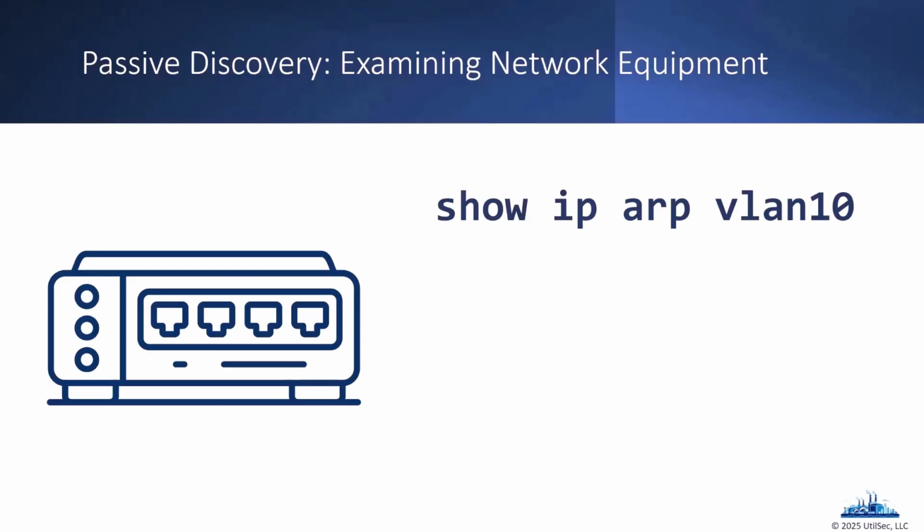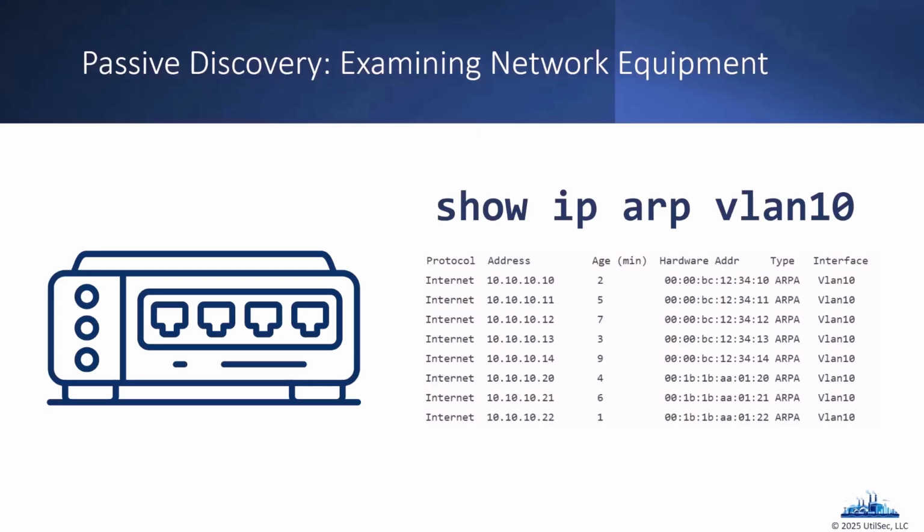So I can say, show me all of the known IP addresses and the MAC addresses for those IP addresses associated with VLAN number 10. And then boom, we get this list back. You can see IP addresses at 10.10, 10.11, 10.12, 10.13, 14, 20, 21, 22. You see that's all fairly recent communication, so they're fairly talkative assets on the network. And then we can see the MAC addresses.